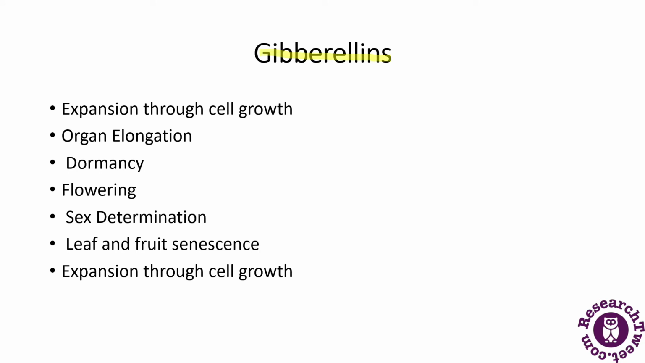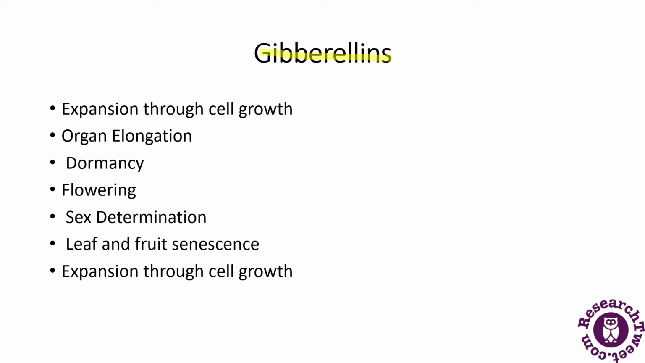Next is about the gibberellins. Gibberellins is another plant hormone which plays a role in the plant by its development and the growth. So how it takes place is basically expansion through the cell growth. Then there is an organ elongation in the plants. Dormancy is in the plants. Dormancy is the stage in which the seed becomes inactive, and this process is very essential for the plant because it will lead to the germination in the next stage.